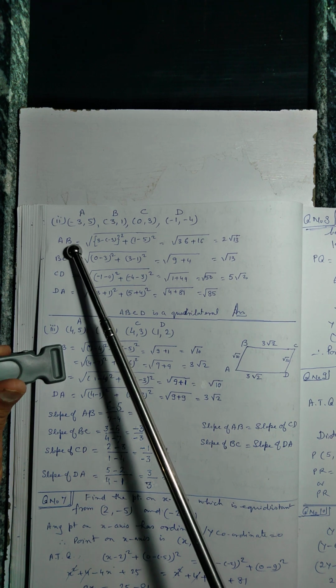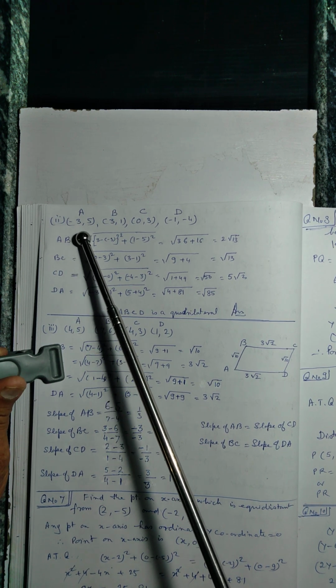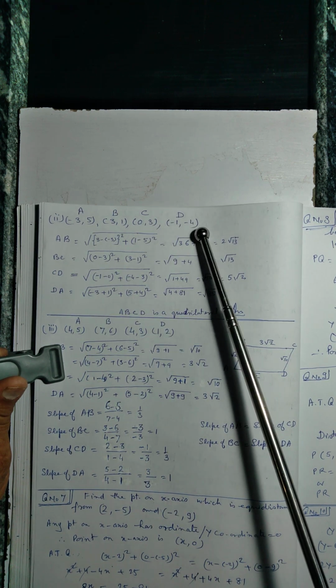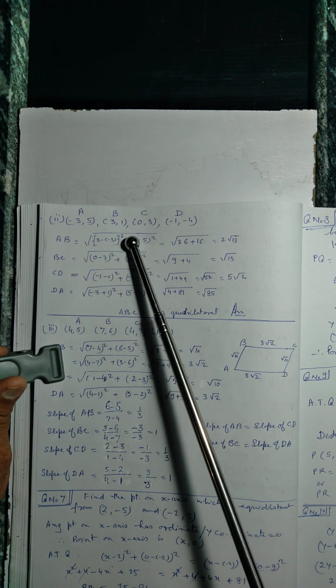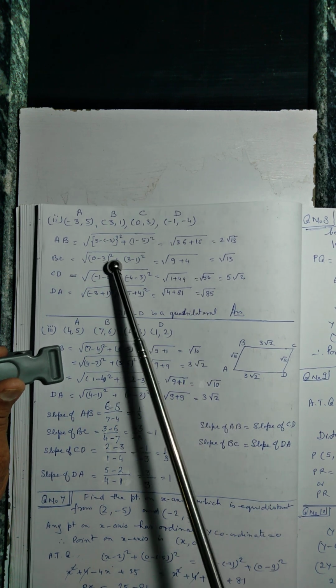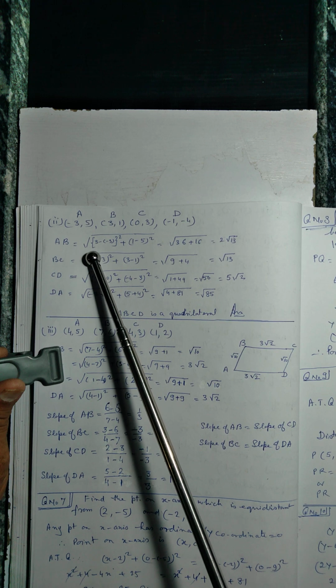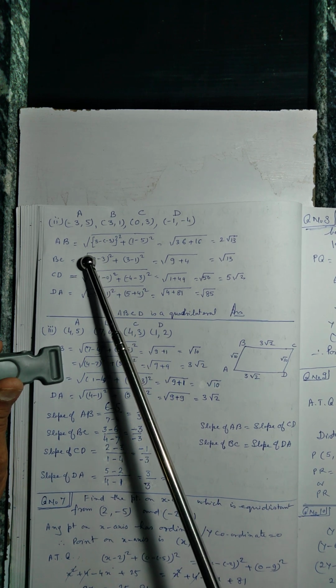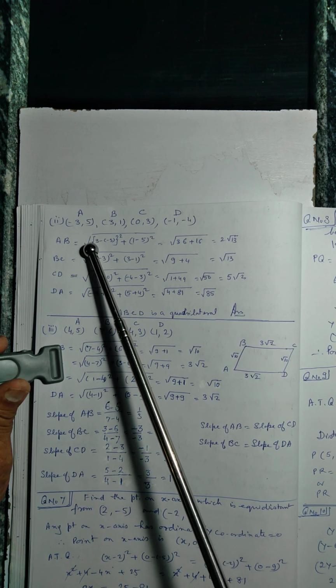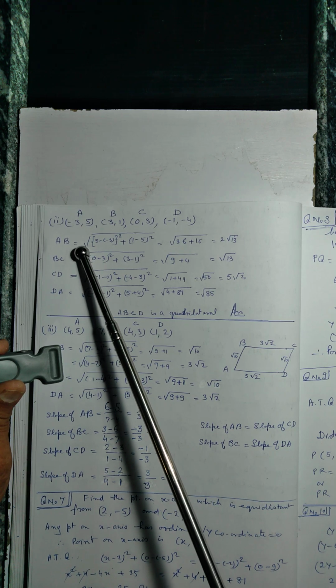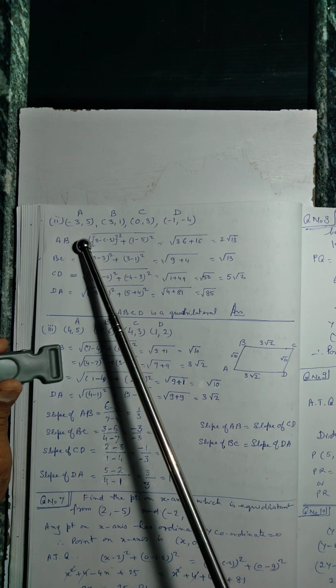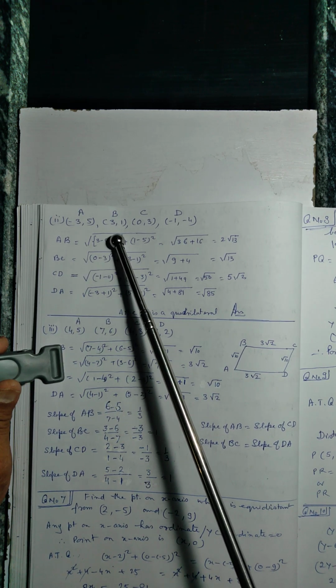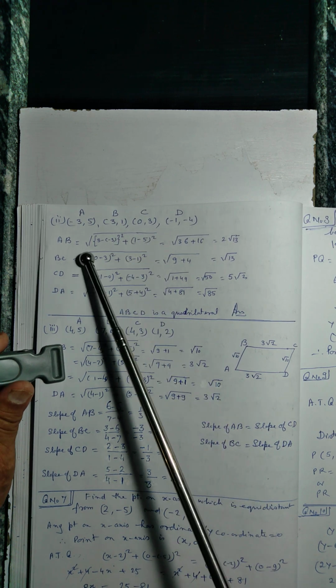Question number 6, second part, that is A, B, C and D. These are the 4 points which are given. The coordinates of these 4 points are given. We have to tell whether it is a quadrilateral or what sort of quadrilateral it is, whether it is a parallelogram, rectangle, square or trapezium, many things.